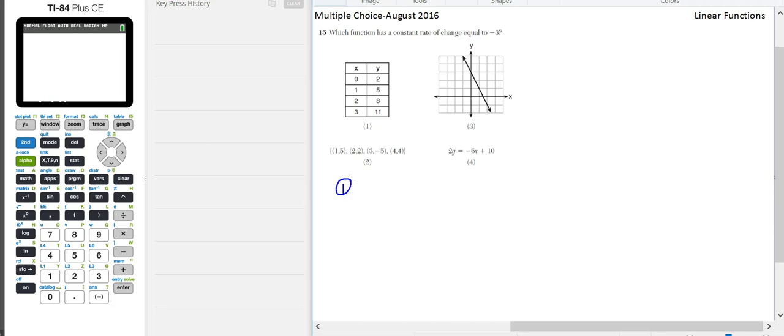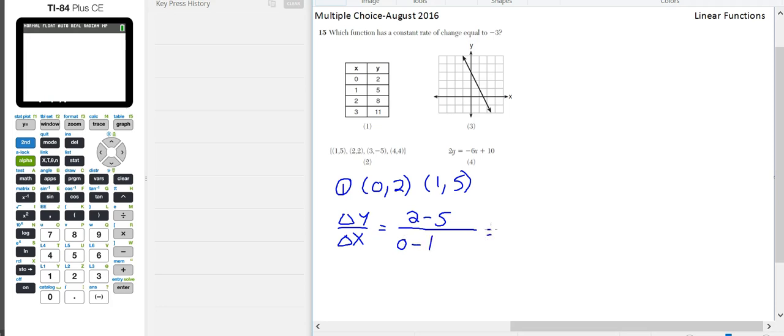When we have a table or sets of coordinates, we could just choose any two points. Let's say we have 0 and 2, and we have 1 and 5, and we're going to do delta y over delta x to find the change in the y values over the change in the x values. Delta y, the change in the y values, is 2 minus 5. Delta x, the change in the x values, is 0 minus 1.